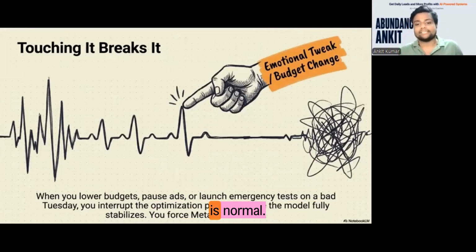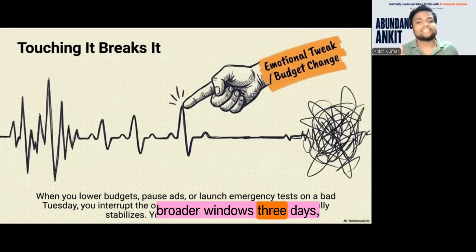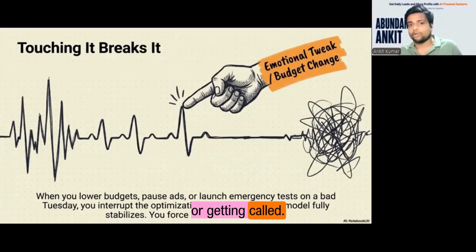Single day volatility is normal. Most campaigns should be judged over broader windows, 3 days, 5 days, 7 days, and sometimes longer depending upon the conversion volume. Like if you have a high ticket product you are selling through ads or getting call bookings, the conversion might take more than 5 to 7 days. So you need to be aware of how long it takes to actually convert an audience. So be aware of that.